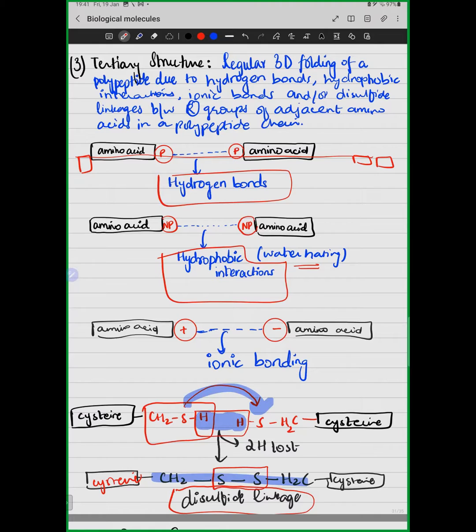And amongst all these, disulfide linkage is a very strong type of bonding. So tertiary structure is the level of folding that depends on how the R groups of adjacent amino acids in one polypeptide chain are interacting. So this is what we've studied so far. Any questions the two of you might have regarding anything that we've studied? Or is this clear? Okay, perfect.